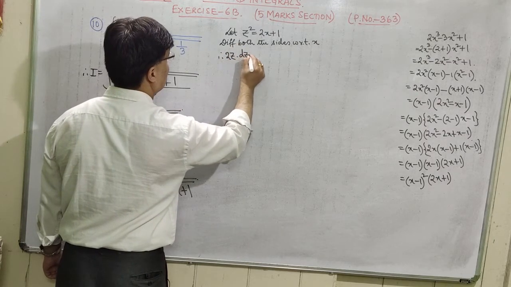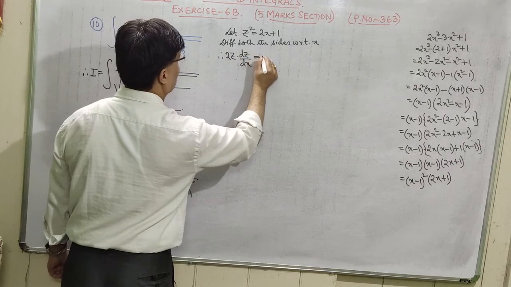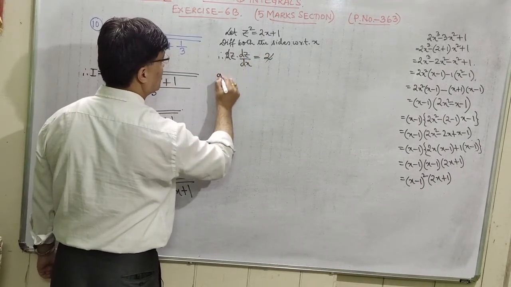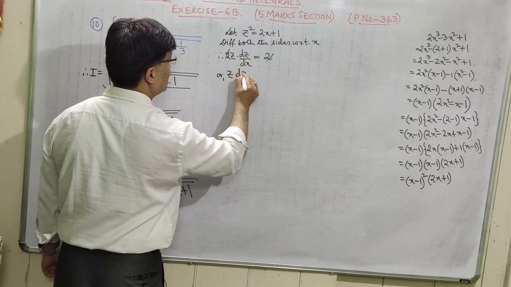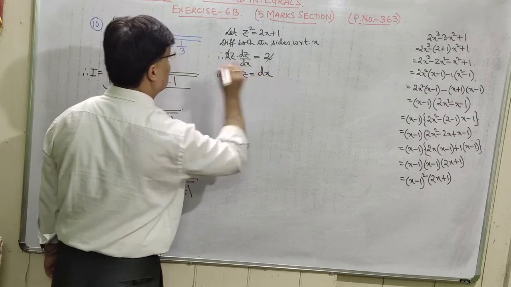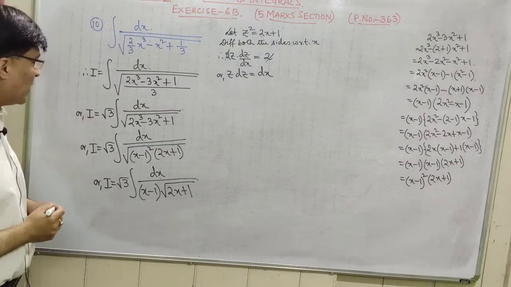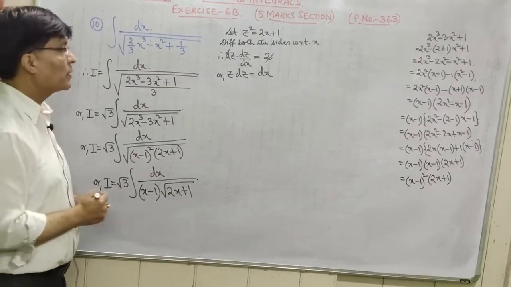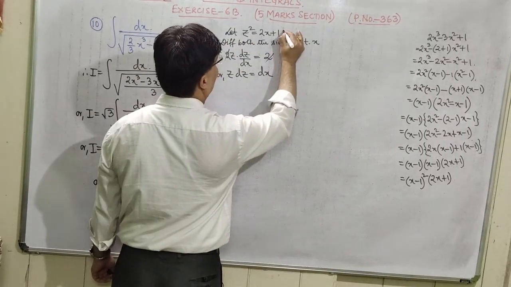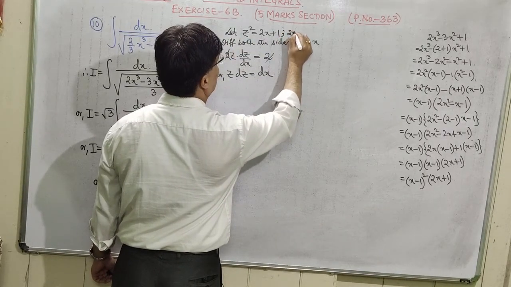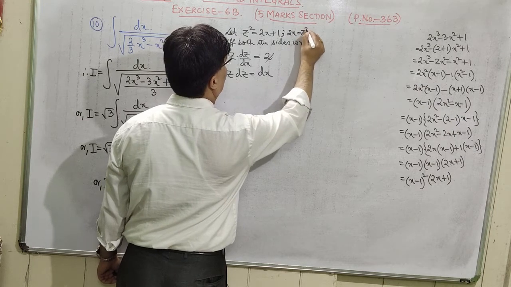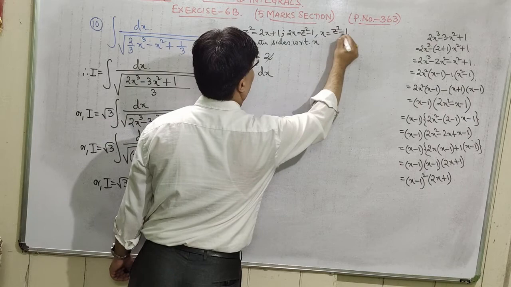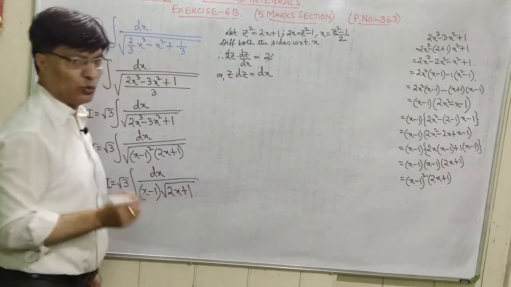It is 2z dz by dx equal to, for 2x, it is 2. From both the sides you can cancel this 2, so z dz is equal to dx. Now from here you can get the value for x also. That is 2x is equal to z square minus 1, so x is equal to z square minus 1, whole divided by 2.